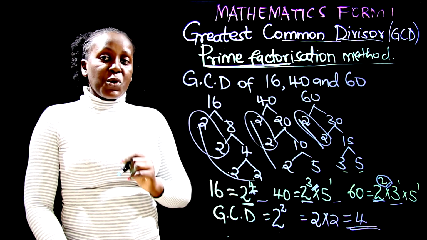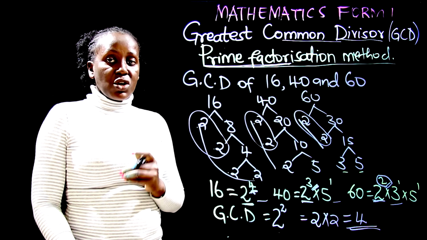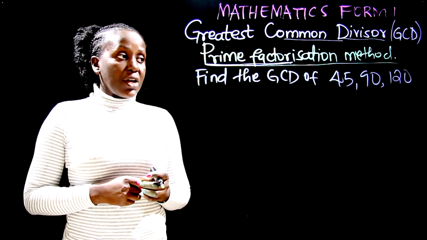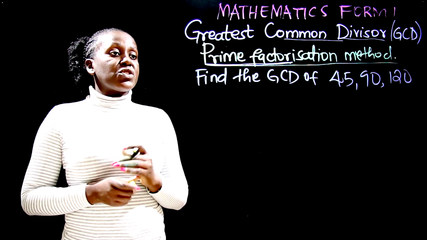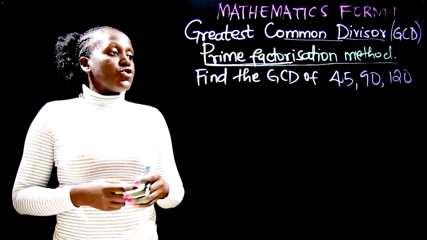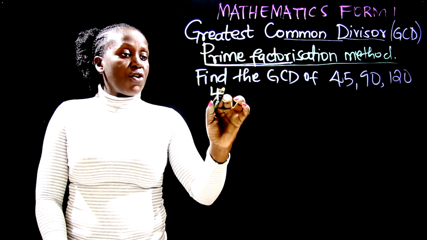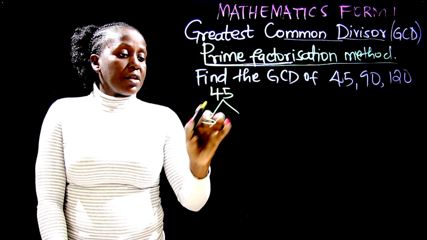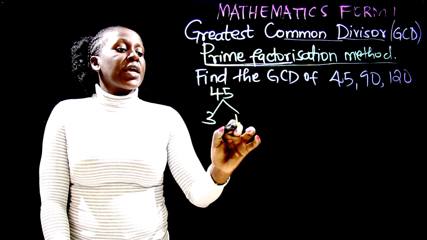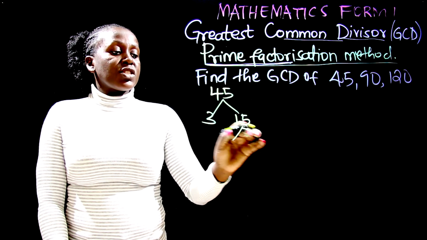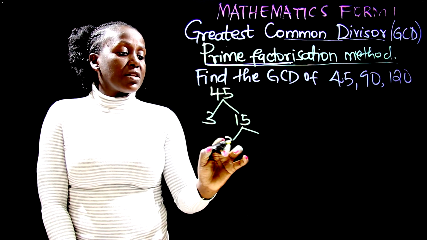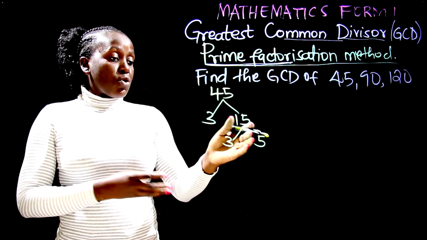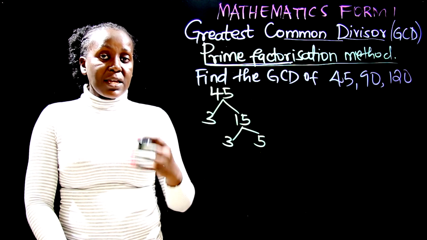So we are going to do one more example so that you can understand this concept better. Now in this example, we are going to determine the G.C.D of 45, 90, and 120 using the method of prime factorization. So we begin by getting the factors of each of these numbers. So 45 is divisible by 3. So 45 divided by 3, we get 15, which is also divisible by 3. So 15 divided by 3, we get 5. That's the farthest we can go because 5 is a prime number and cannot be divided any further.